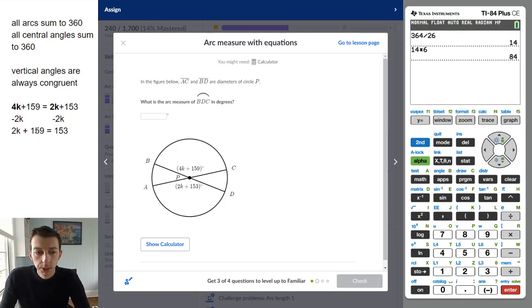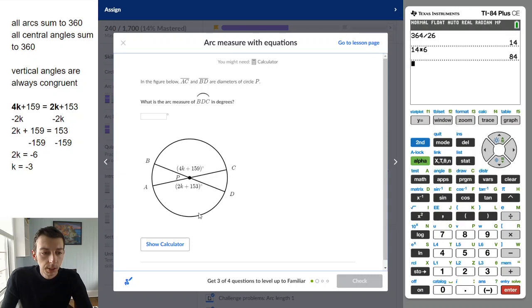From there, I should subtract 159 from both sides. So let's subtract 159 here, subtract 159 here. 2k is equal to negative 6. When you divide both sides by 2, you get k is equal to negative 3. You might say, well, I shouldn't get a negative answer, but don't worry, that's just what the variable is equal to. This is asking us to find BDC. Go the other way. BDC is all of this right here.